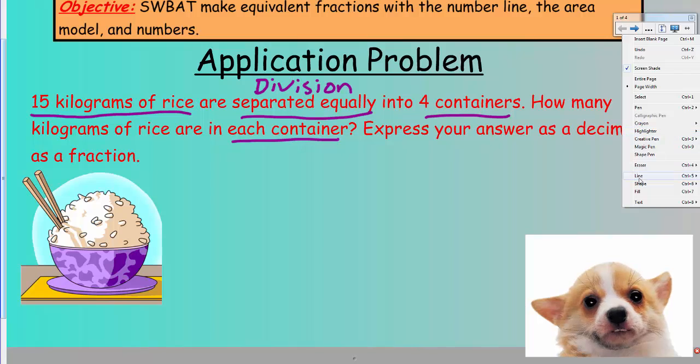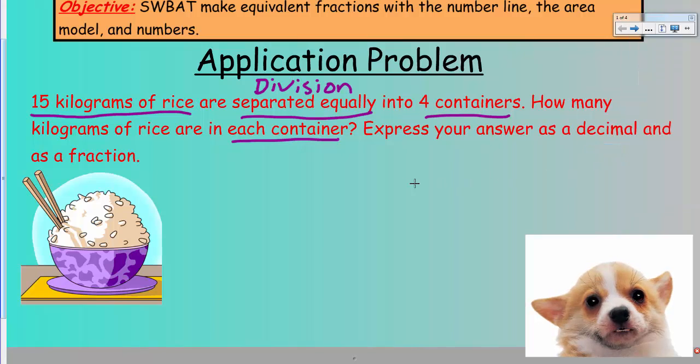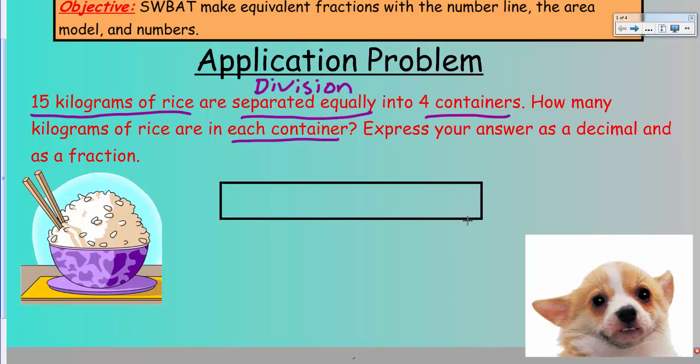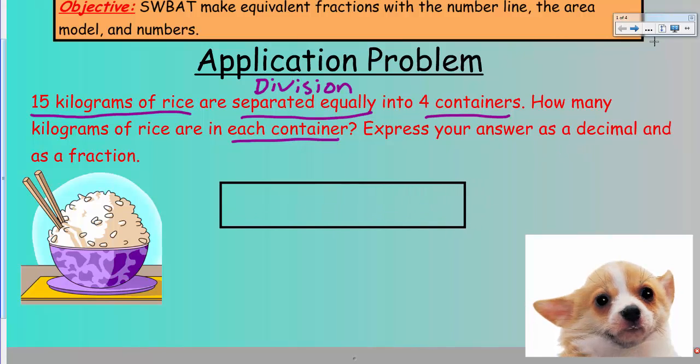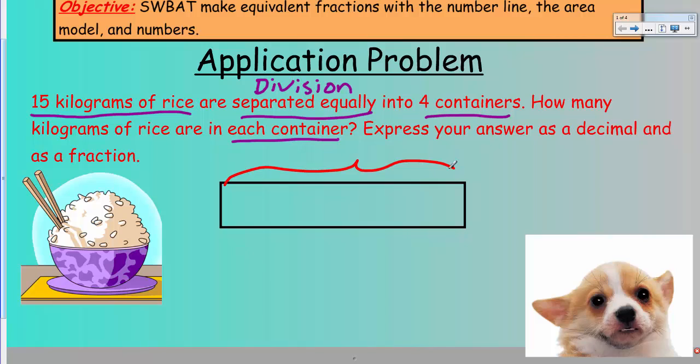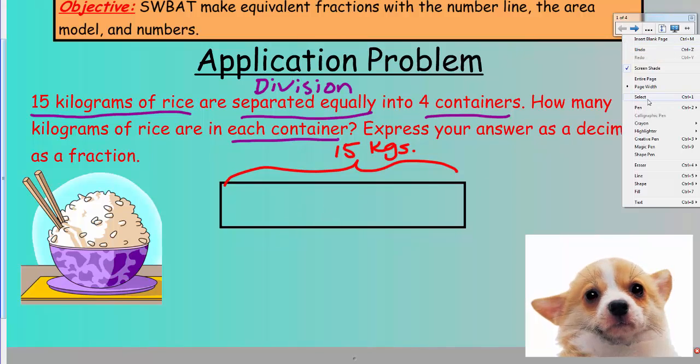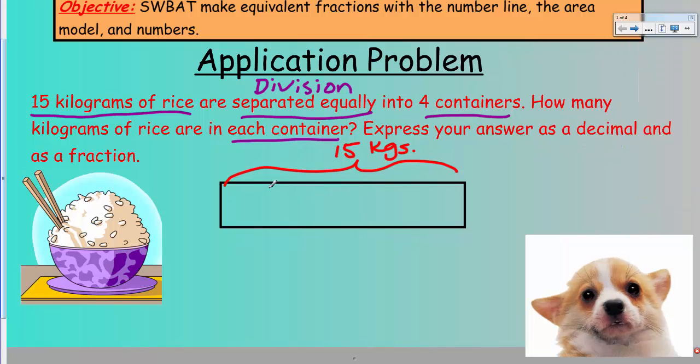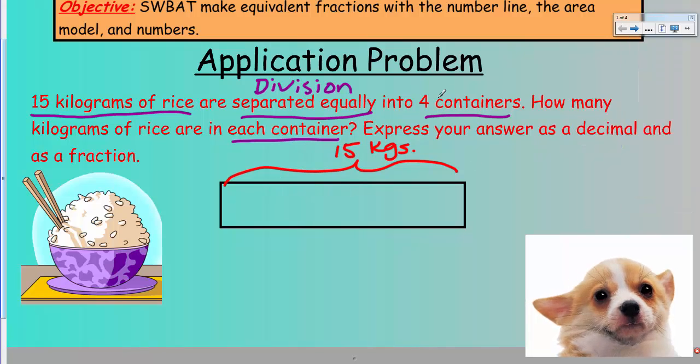Well, first things first. We've been doing a lot of tape diagrams, and I'm going to go ahead and represent it as such. Yeah, we'll do it like so. Looks good to me. This is going to represent all of the rice, the 15 kilograms of rice. Now we're also going to need, why not, another one. Since 15 kilograms of rice are going to be separated equally into 4 containers, I want to take all that rice and separate it into 4.